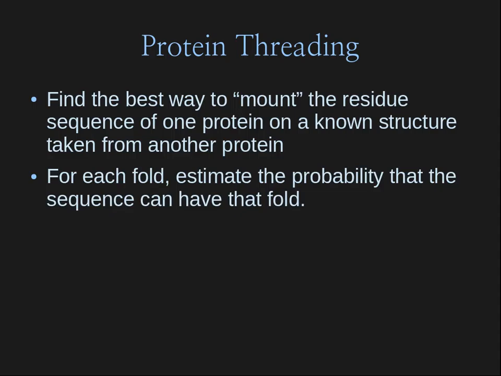And then for each fold or each section of structure, essentially, remember all we're doing is, for every amino acid we have a torsion angle and an angle of the side chain. For each of those, we're going to calculate or estimate the probability that a given sequence can have that structure.